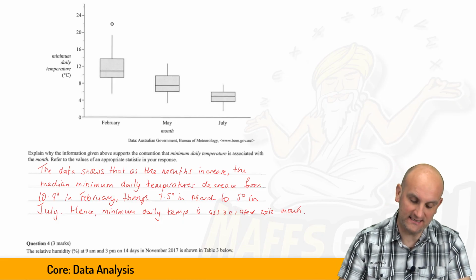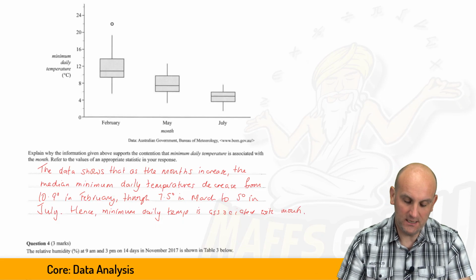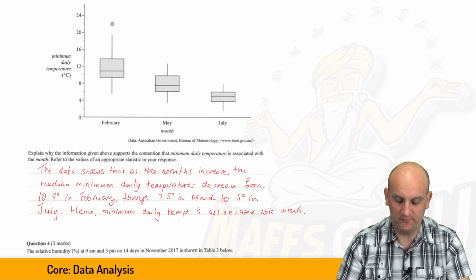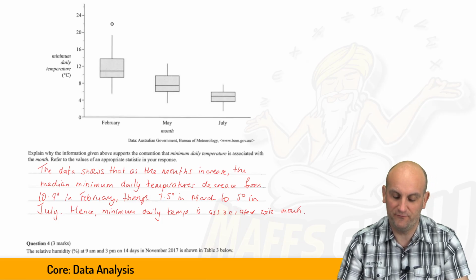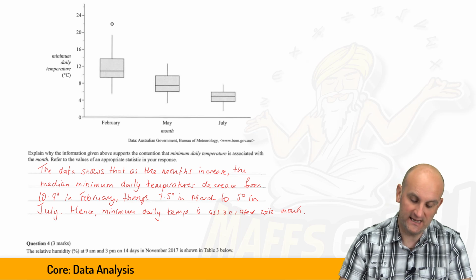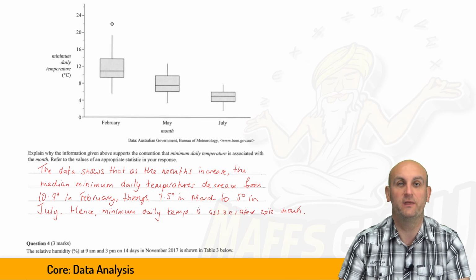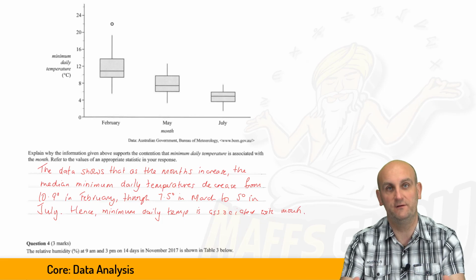The data shows that as the month has increased, the median minimum daily temperatures decrease from 10.9 degrees in February through 7.5 in March to 5 degrees in July. Hence, minimum daily temperature is associated with month. I'm sure there are many things. I'm not affiliated with VCAA.